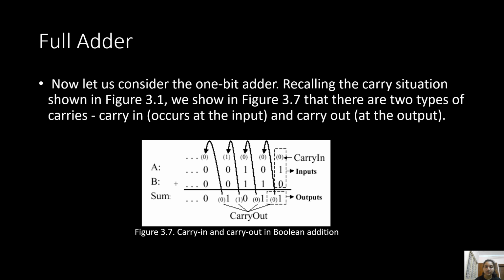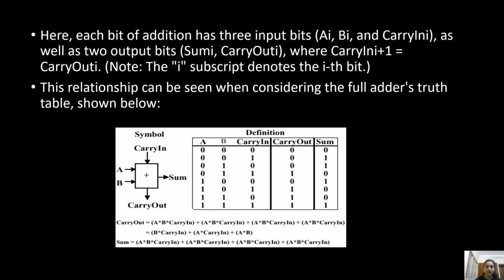Full adder. Now let us consider one bit, recalling the carry situation shown in figure 3.1. We show in 3.7 that there are two types of carries, carry in that occurs at the input and carry out at the output. Each bit of addition has three input bits, A i, B i and carry in i, as well as two output bits, sum i and carry out i, where carry in i plus 1 equals carry out i. Note the i subscript denotes the ith bit. The relationship can be seen when considering the full adder's truth table as shown.